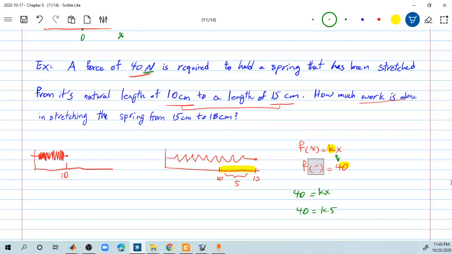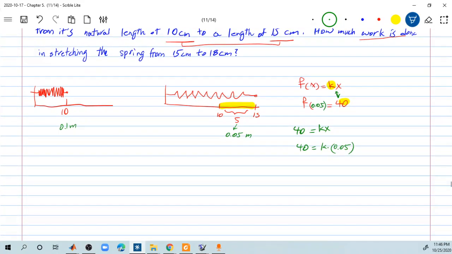F of, not 5, but f of 0.05 (5 divided by 100) is given 40. These lengths are in centimeter. 10 centimeter is the same as 0.1 meter, and 5 centimeter is the same as 0.05 meter. Okay, so k times 0.05. What is k? K could be calculated.